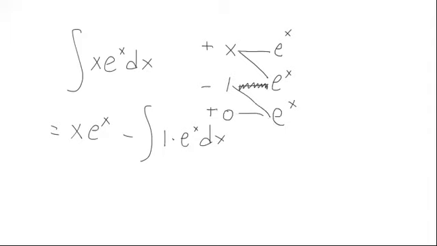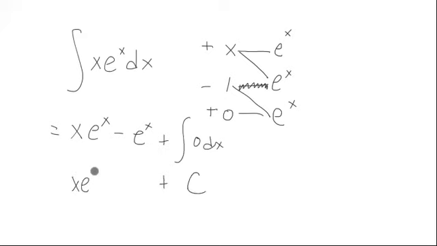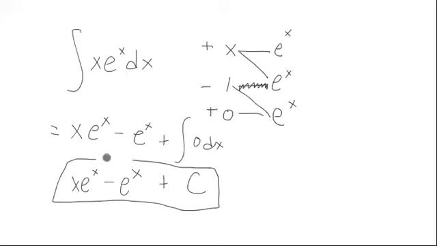So what we could get in place of this right here is simply x times e^x minus 1 times e^x, so minus e^x, plus this integral, the integral of 0, which we could just take as being plus C. And we're done. That is the basic idea of integration by parts.